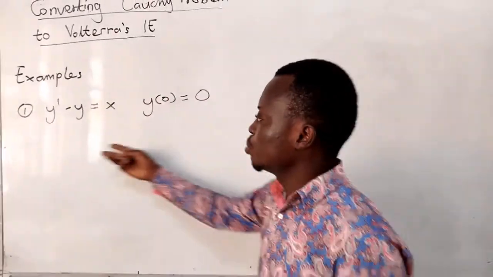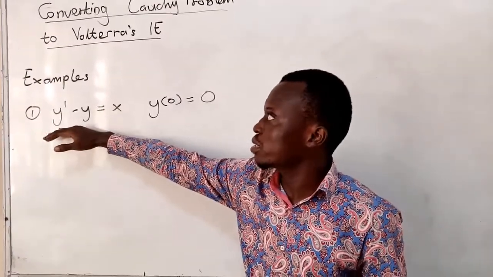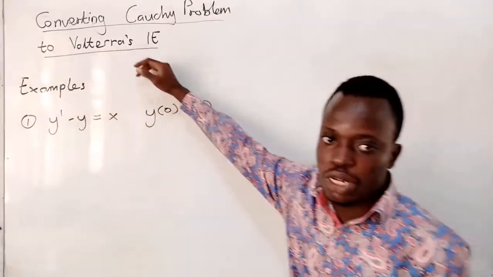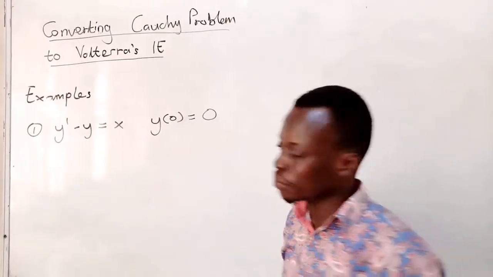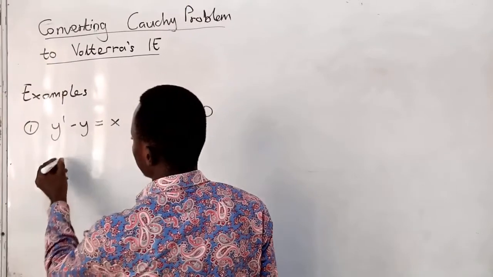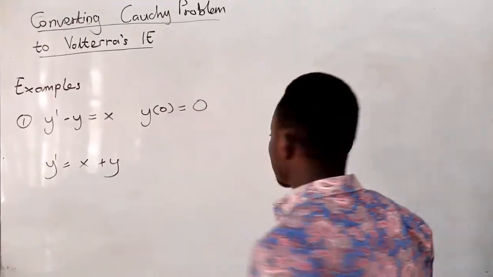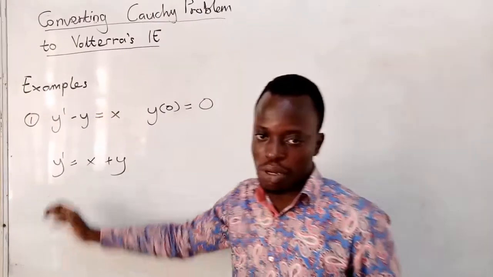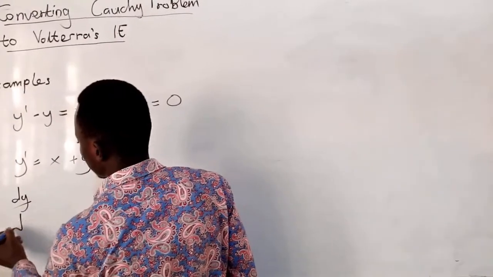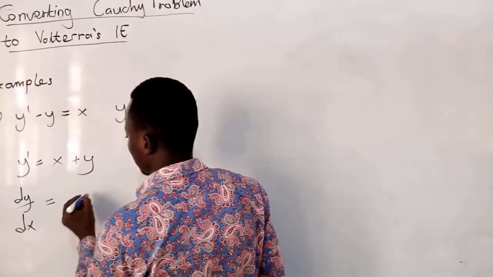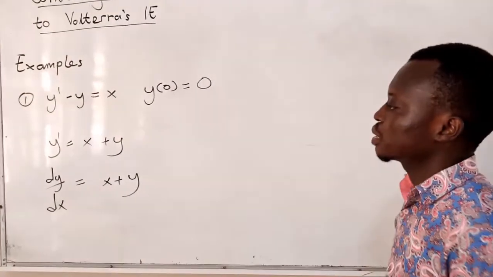So this is our Cauchy problem. We are going to convert this Cauchy problem to a Volterra's integral equation. First, let's make the y prime the subject of the equation. So this y prime can be written as dy ds. Let's multiply through by what? ds.